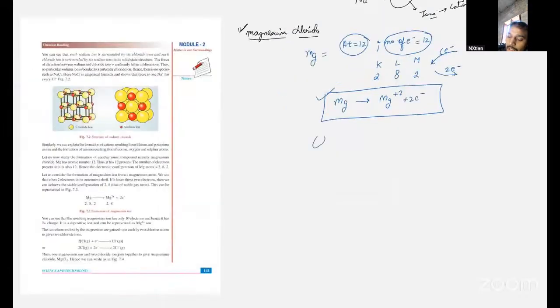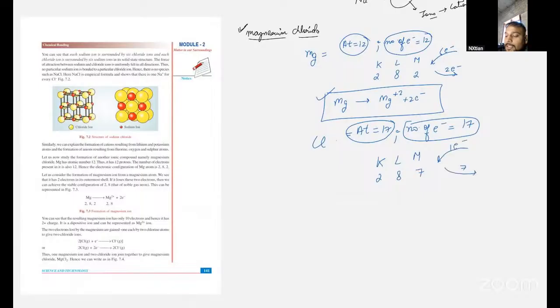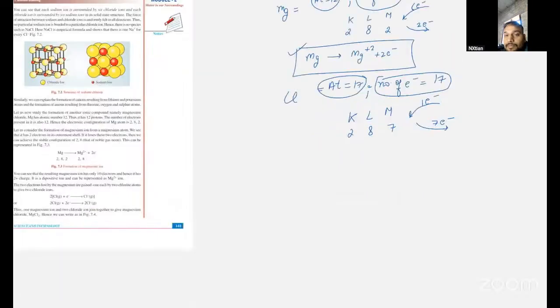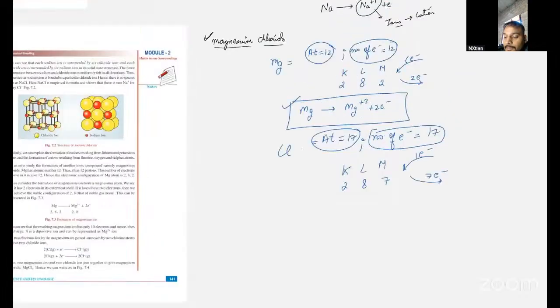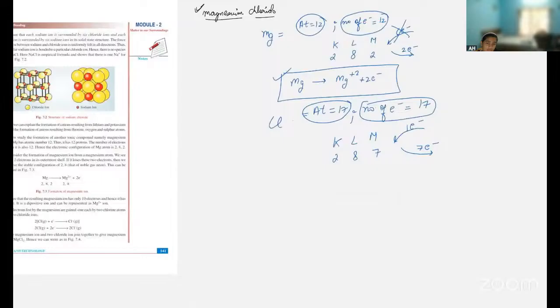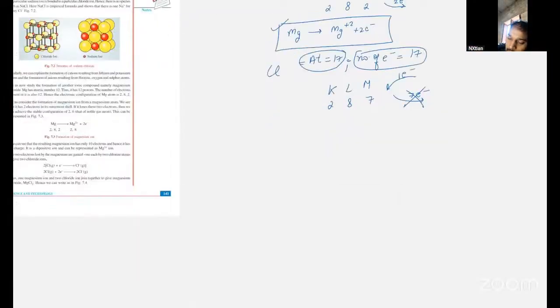Now chlorine. Chlorine has atomic number 17. So it means that the number of electrons is also 17. In the K shell 2 will go, in the L shell 8 will go, in the M shell 7 will go. So it has two options, to take 1 electron or to give 7 electrons. Which one is easy for chlorine? To gain 1 electron. So chlorine will get 1 electron to become chlorine minus 1.